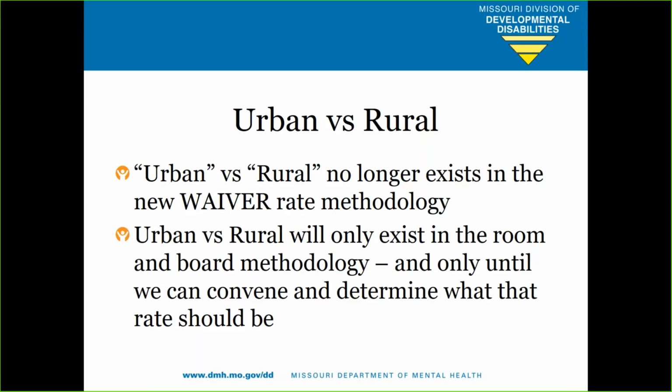We can't just simply pick a number to change to. We need to have evidence of what's actually necessary, and we need to think that through. So that's something we're going to be doing. If we can have a decision made before CMS gives us approval for the waiver rates, we'll be able to implement that at the same time. So stay tuned. We may be able to simplify the room and board again.